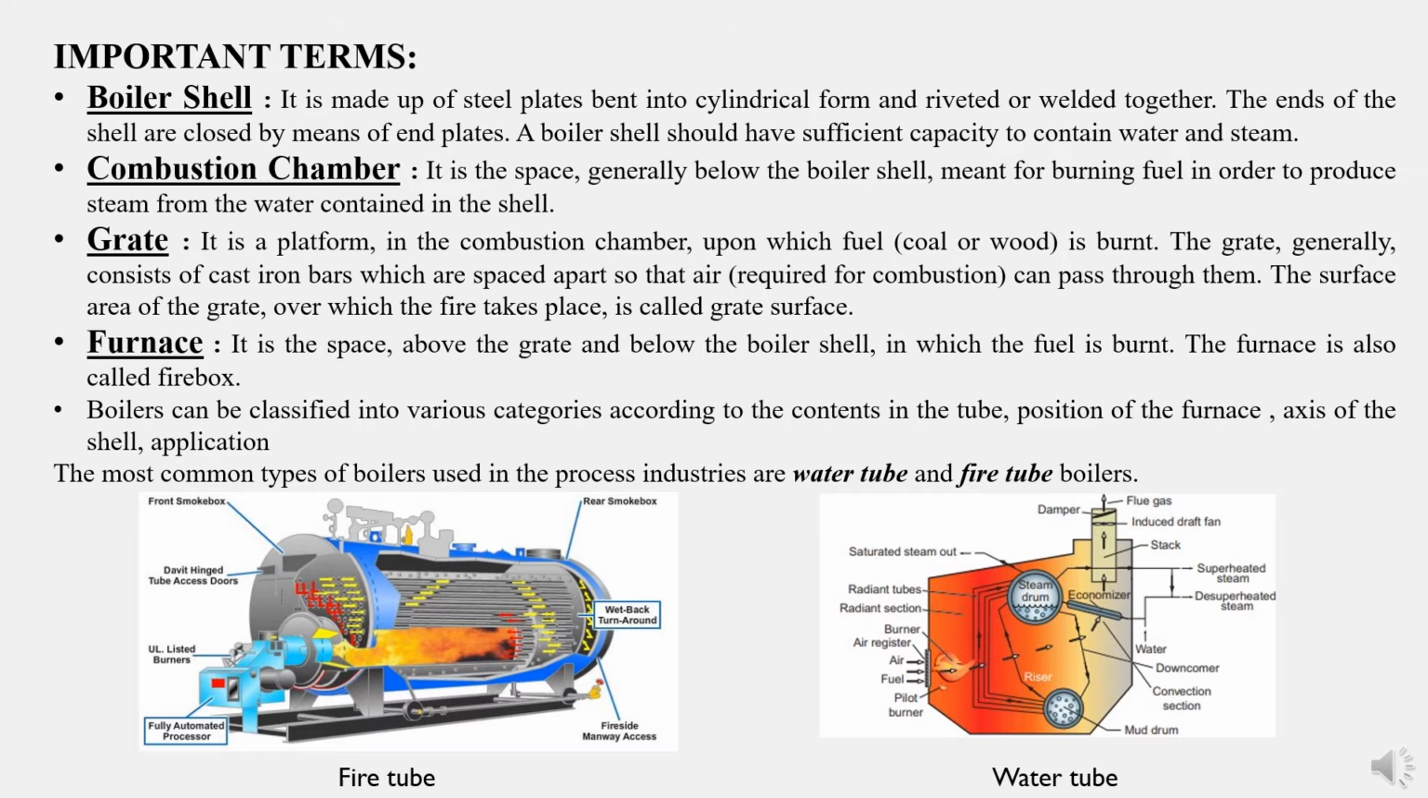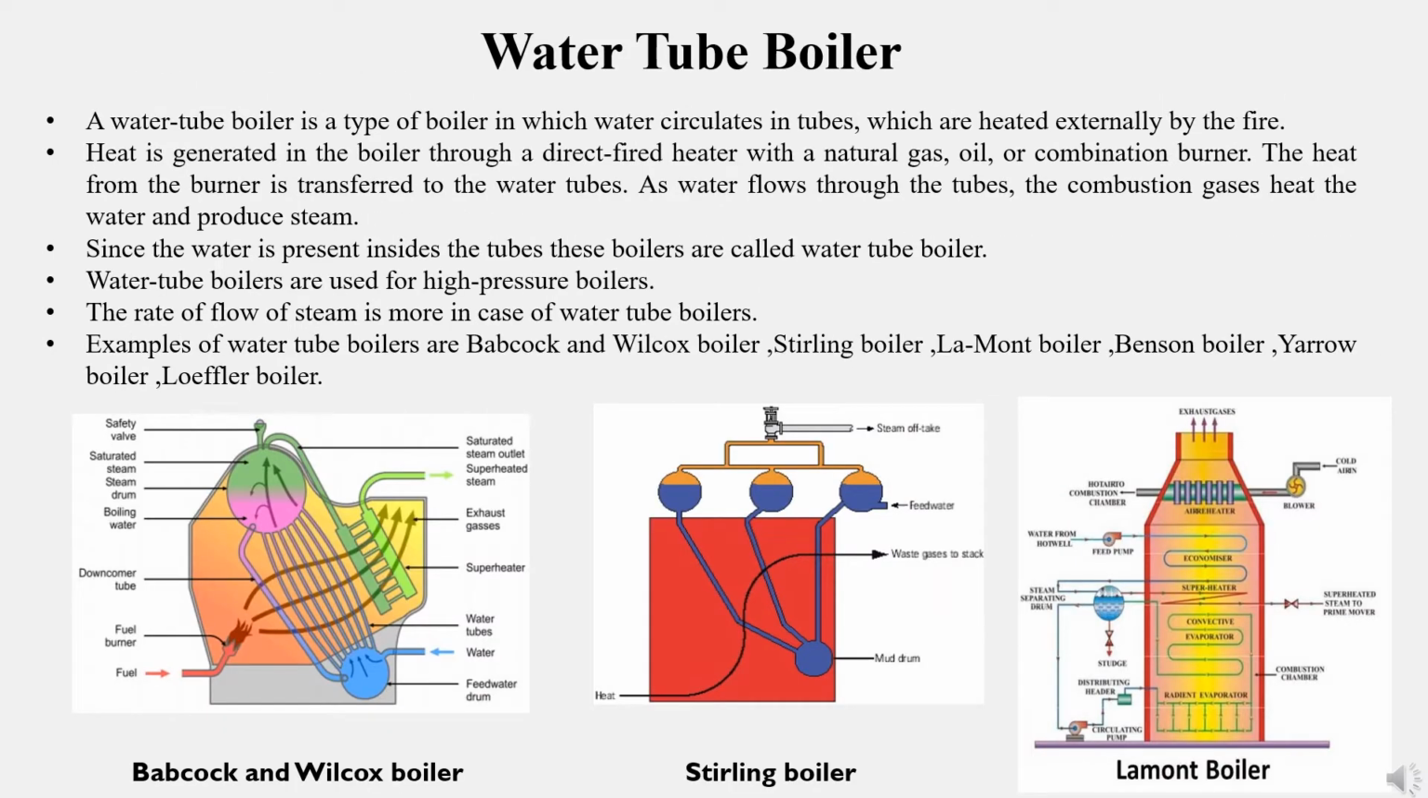Boilers can be classified into various categories according to contents in the tube, position of furnace, axis of shell, application, etc. The most common types of boilers used in process industries can be divided into water tube and fire tube boilers. Water tube boiler. A water tube boiler is a type of boiler in which water circulates in tubes, which are heated externally by fire.